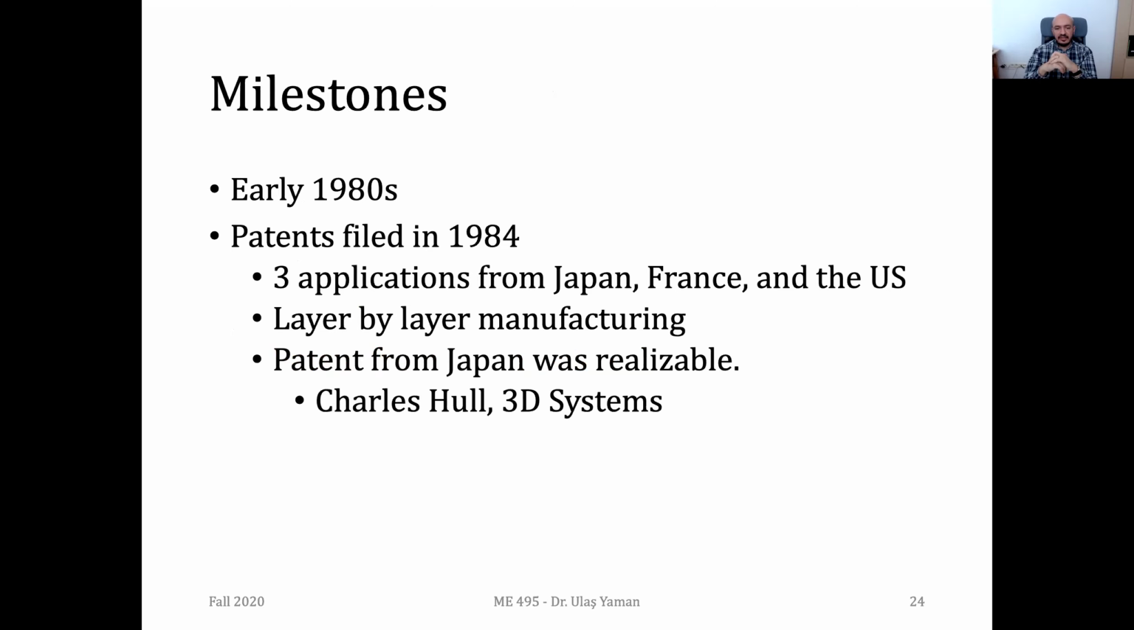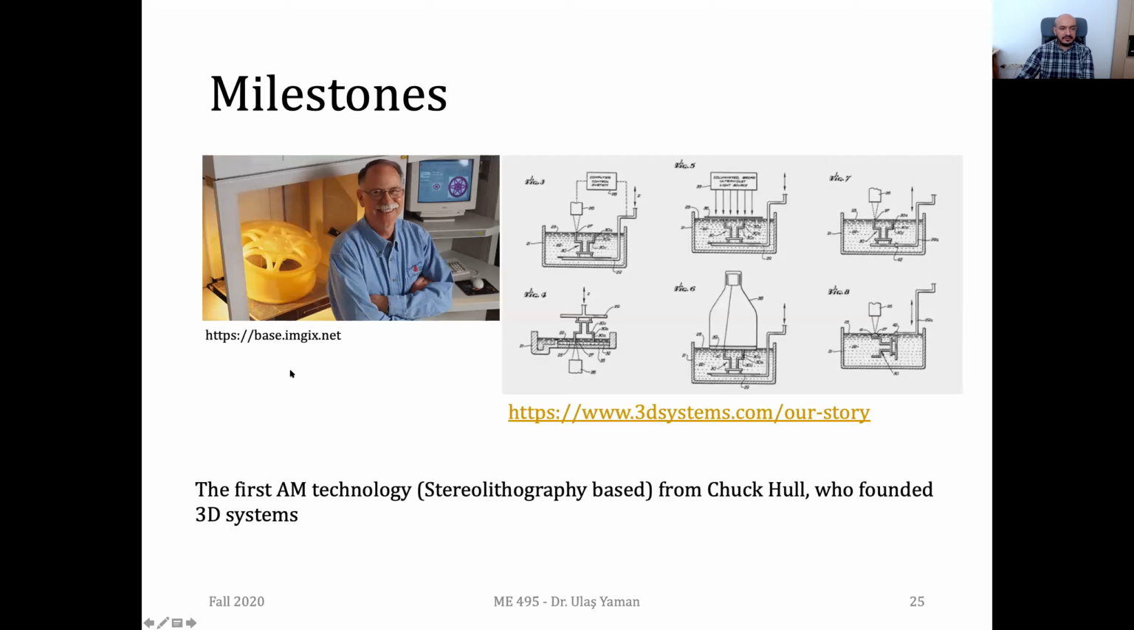And the guy who actually invented this system is Charles Hall. And then later he established this company, which is called 3D Systems. This is the first prototype, not actually the first one, maybe the second or third one. It's an SLA system, stereolithography system, and they use liquid polymer. This is their initial drawings.